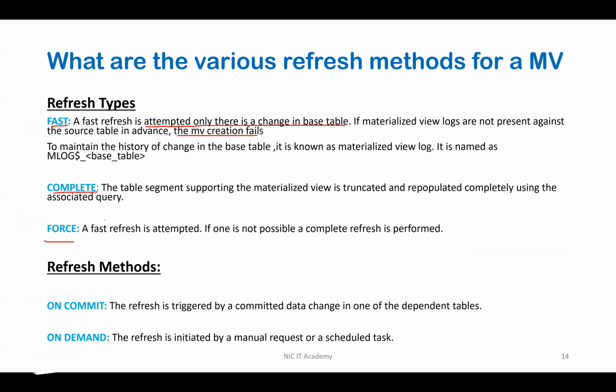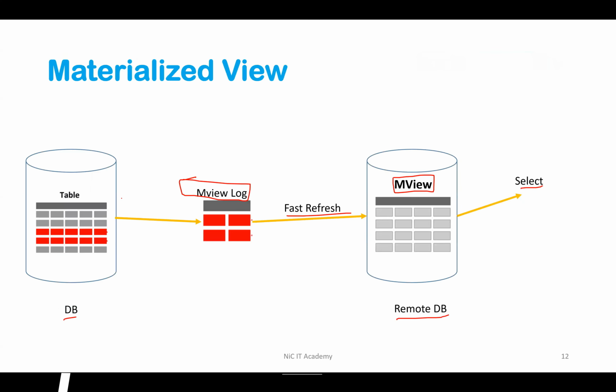To maintain the history of changes in the base table, you always have to create materialized view logs. Okay, it should be created. Then only it knows about fast refresh, or otherwise it will go for a complete refresh. One more time, it will take all the data. So why? Because if you don't have the view log, see, already you have 100 records. All the 100 records have been refreshed here, and 2 records have been inserted and 2 records updated here.